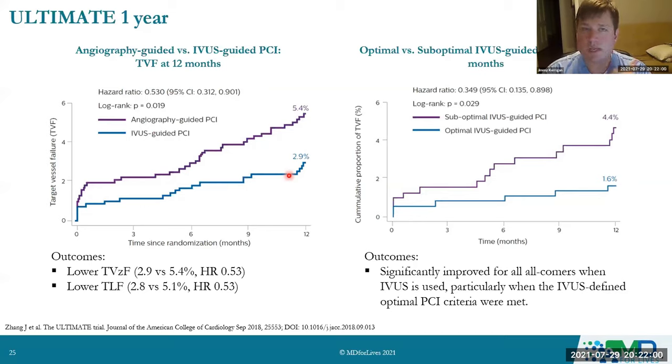Thinking back to the IVUS XPL data that looks at whether or not stents were optimized at the time of the procedure, if you had a stent that met all 3 of the IVUS ultimate criteria, your chances of target vessel failure was 1.6% at a year versus 4.4% if you do not meet those criteria, and 5.4% if you don't use IVUS at all.